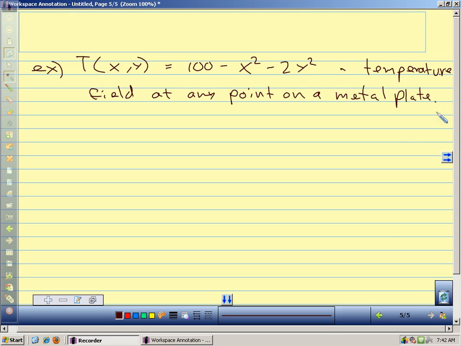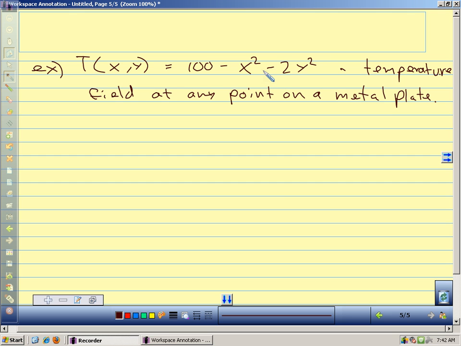What kind of a metal plate are we talking about? An example of a temperature field on a metal plate could be a griddle. It doesn't matter, just some piece of metal. And this models the temperature at any point on that chunk of metal.